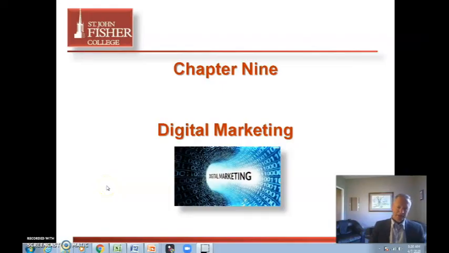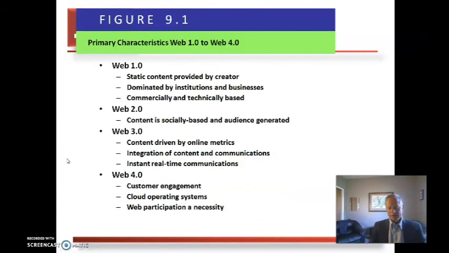So as I said in the introduction, today we're going to talk all about digital marketing. So let's go to the Wayback Machine when digital marketing first started. We have Web 1, Web 2, Web 3, and Web 4. Web 1.0 was basically just static content. It was the internet, and you could hit different internet sites, but there was no two-way communication. There was no social media. It was basically dominated by institutions and businesses. It was basically a catalog for purchasing.